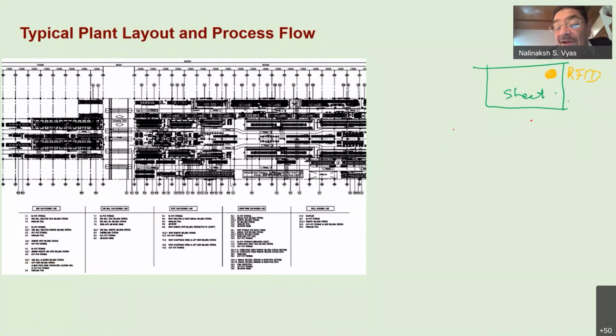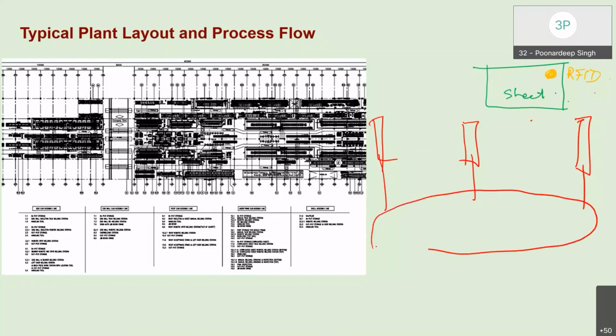So there is an RFID reader here. There is an RFID reader here. There may be another one here. So as the particular component travels from one end to the other, these RFID readers should also communicate data to the same platform, so that along with the machines we have component information as well.